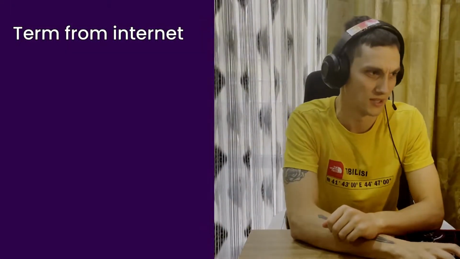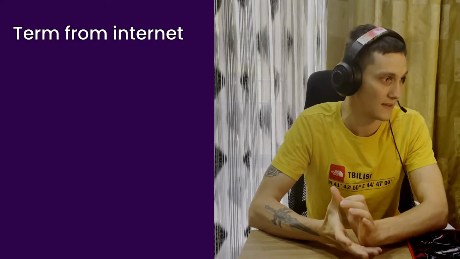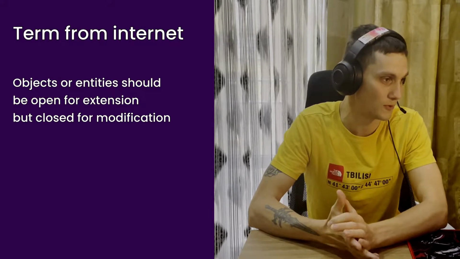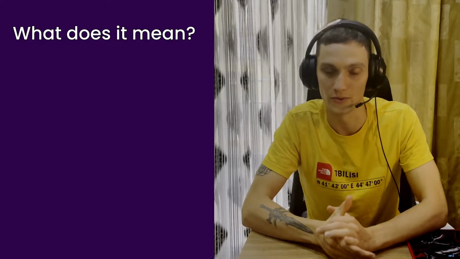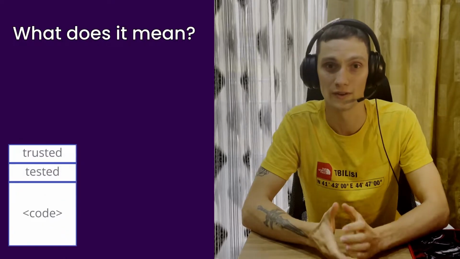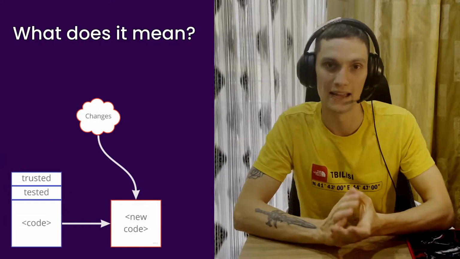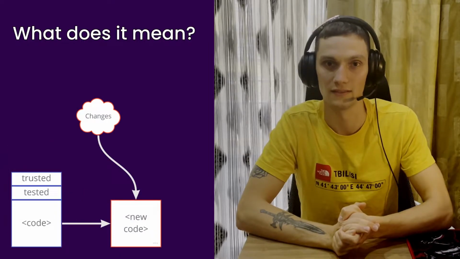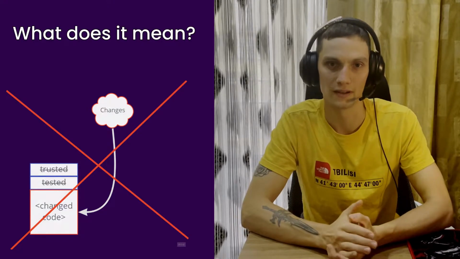I'm going to read what it is from the internet because I can't remember the actual term. So the open-close principle tells us that objects or entities should be open for extension and closed for modification. What does that mean? That means once we wrote some class or a module, tested it, and moreover, if we trust it in production, all the changes that we need to perform should be added like an extension, not like a modification of exactly that piece of code. And that doesn't apply to bug fixes though.